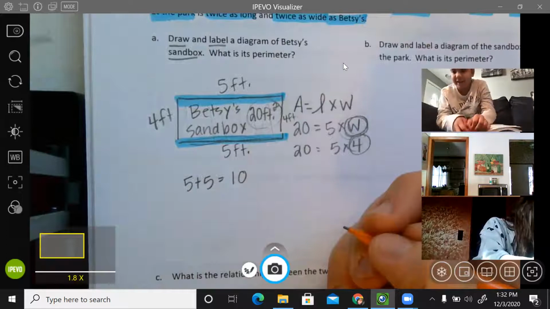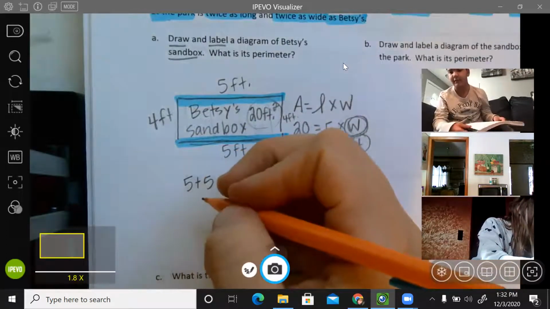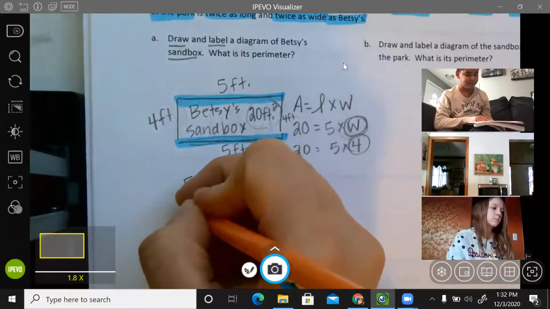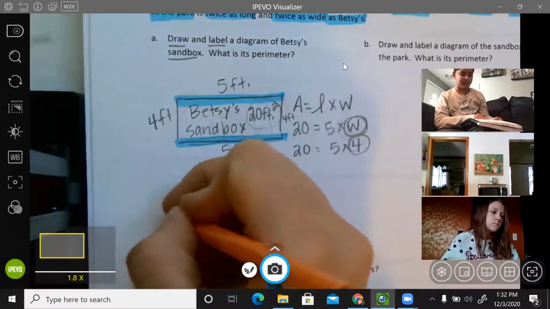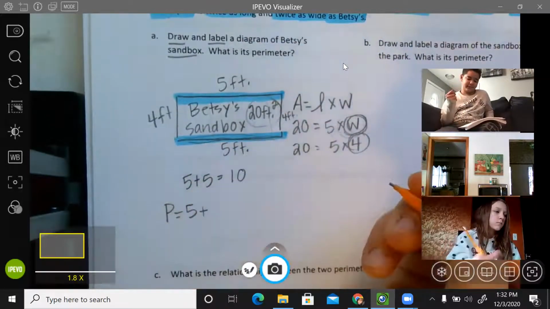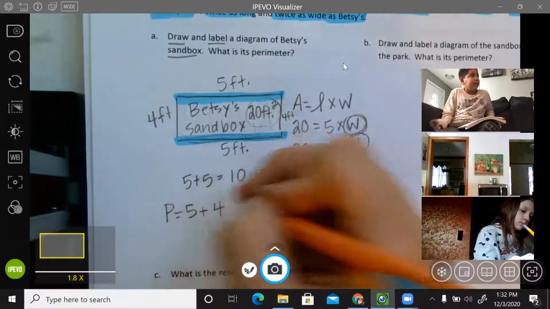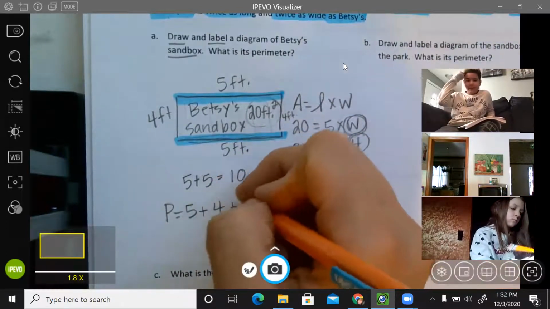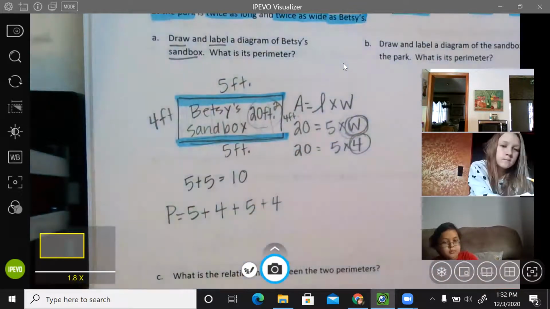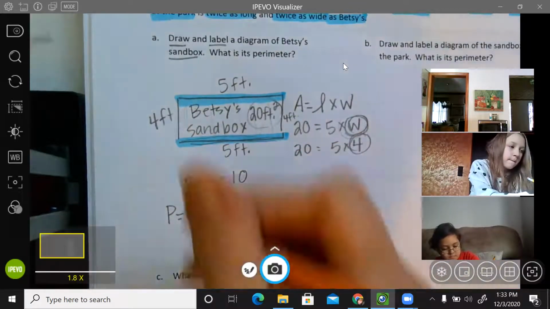You've got to add all the sides. Okay, tell me what my equation is. 5 plus 4 plus 5 plus 4. Good job. Okay, Ava, go ahead, unmute yourself and help me add this up.